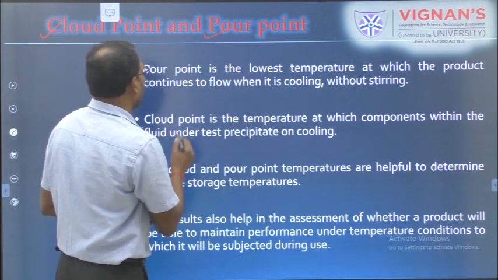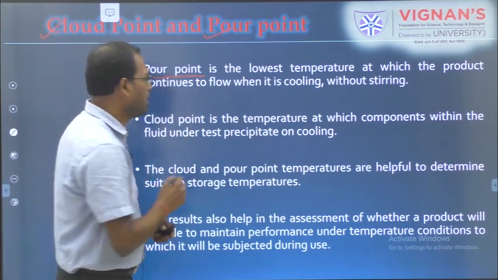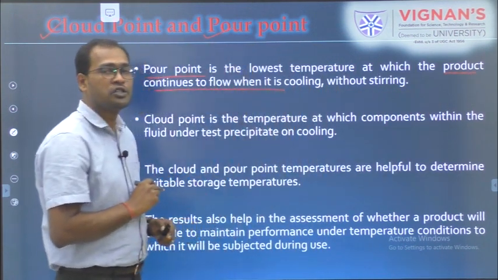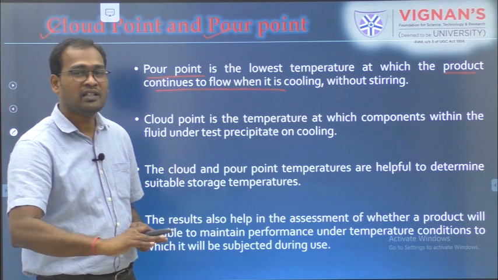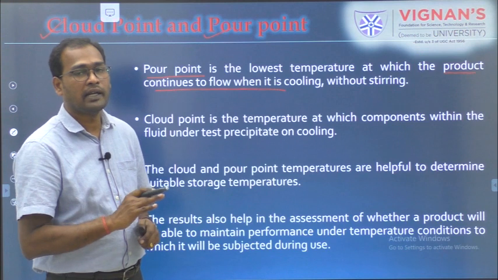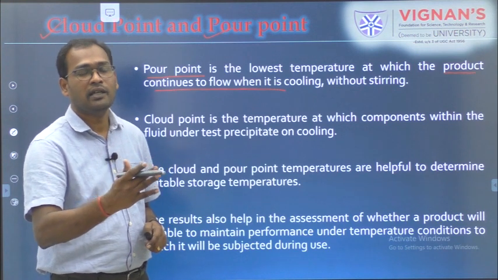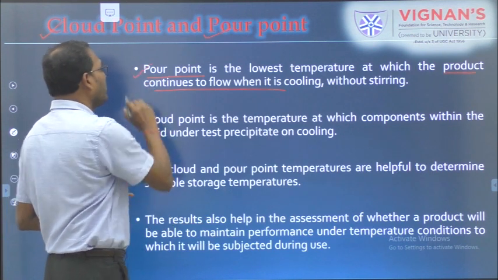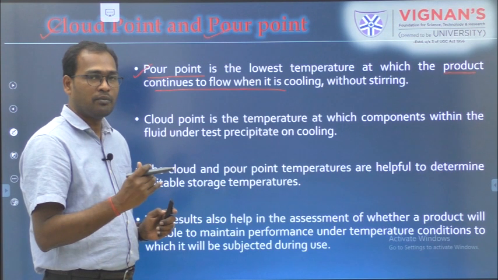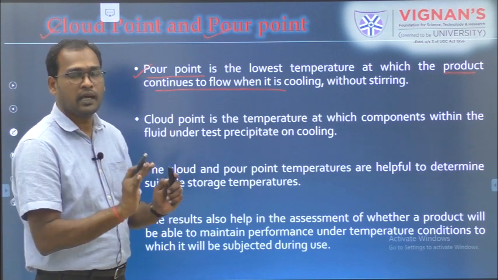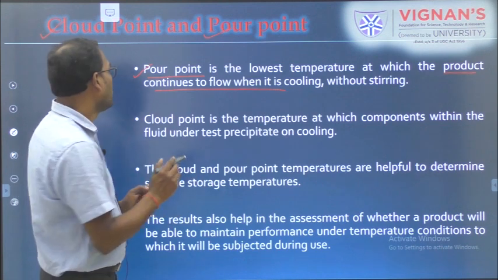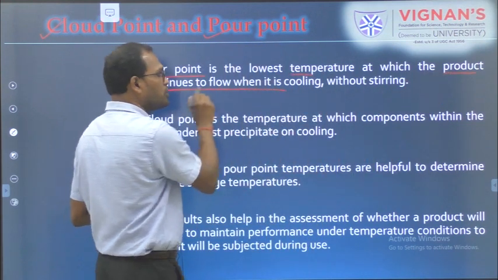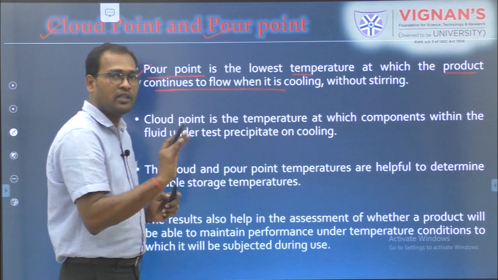So cloud point and pour point. Pour point is the lowest temperature at which the product continues to flow when it is cooled. The temperature up to which the liquid can flow is called the pour point. Below this temperature, the material will not flow, it stops flowing. That is the point where it can flow, and below that point it stops pouring. It turns into a gel or a solid. So pour point is the lowest temperature at which the product continues to flow when it is cooled without stirring.